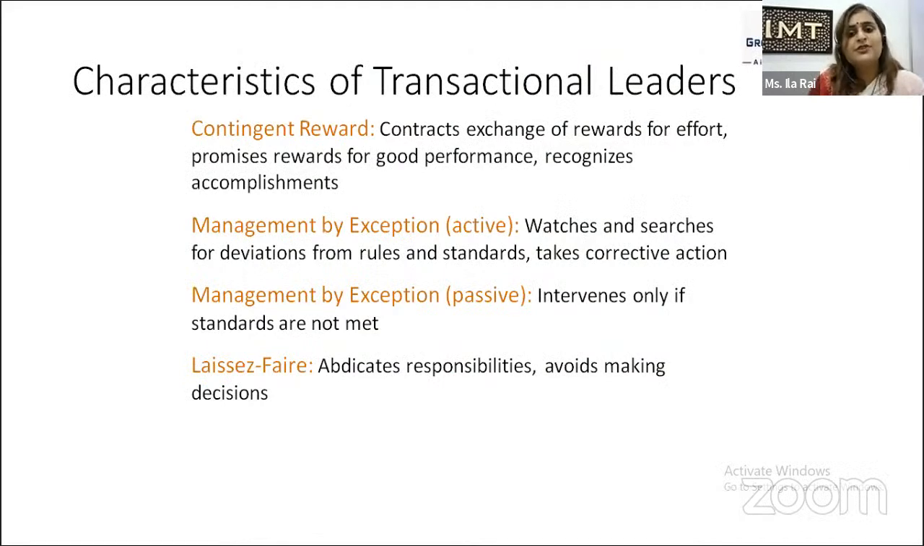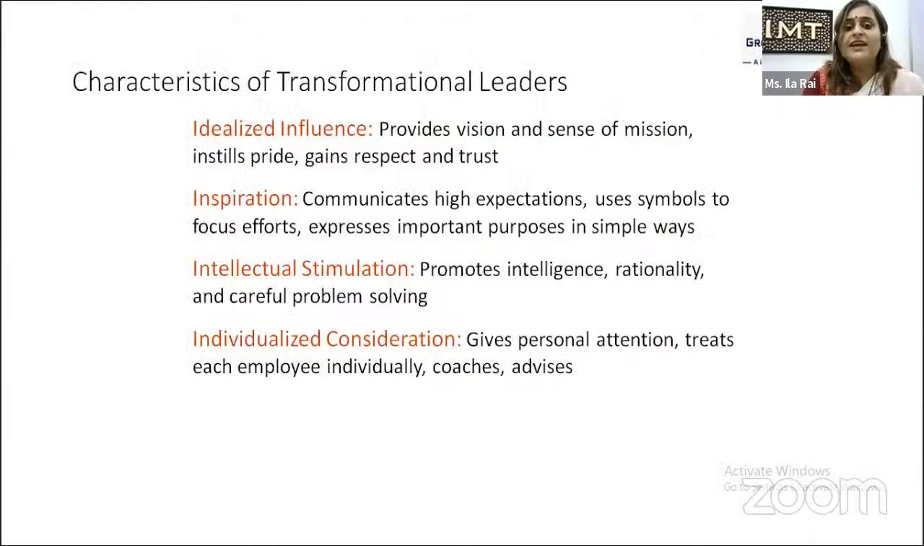So what are the characteristics of a transactional leader? They work on contingent rewards. They avoid making decisions. They give the power of making decisions to other people. They intervene only when the standards are not met. Whereas transformational leaders provide vision and sense of mission to their followers. They internally motivate their followers to bring the changes which are required. They use symbols to focus effort. They express important purposes in a very simple manner, and they promote rationality and careful problem solving.